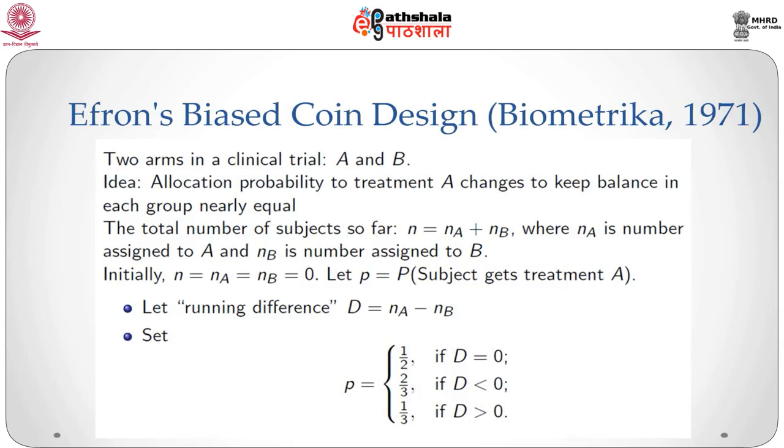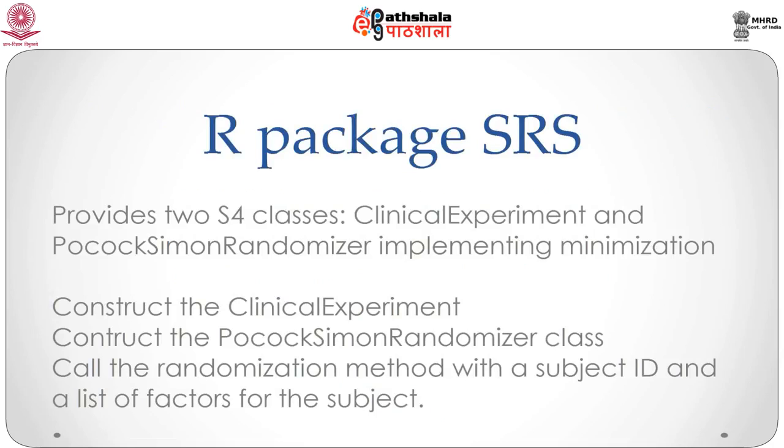Finally, let us look at the R package SRS, which implements the procedure of minimization. It provides two S4 classes called Clinical Experiment and Pocock-Simon Randomizer. The typical usage is that we first construct the clinical experiment, then construct the Pocock-Simon Randomizer class using the clinical experiment as an argument, and then we call the randomization method with certain subject-specific inputs.